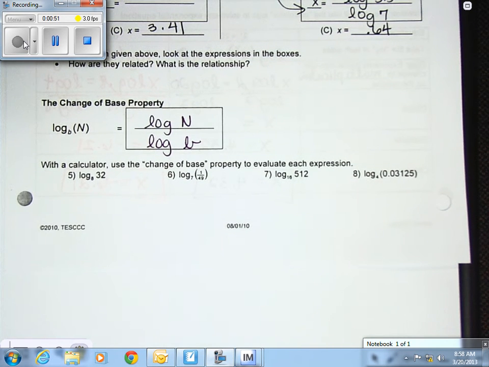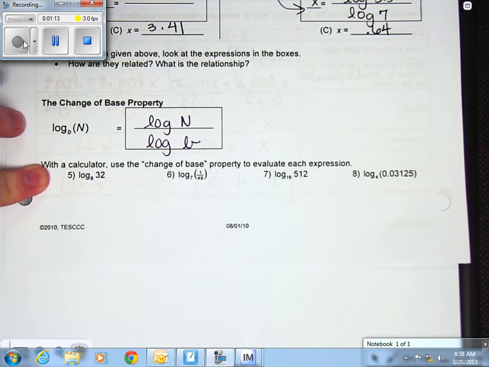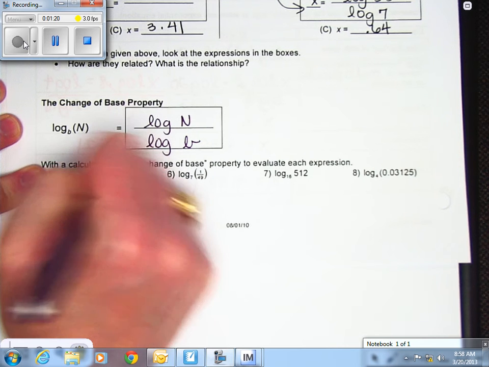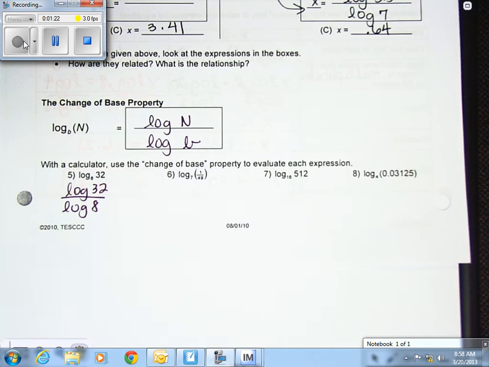It lets us take any base, no matter what it is, and convert it to a base 10 so that we can do it on our calculator. So if it asks us to use the base change property to evaluate each expression, if we have log base 8 of 32, the first thing we're going to do is rewrite it. So how would I rewrite log base 8 of 32 so that I could do it on my calculator? What would I do? Log of 32 divided by log of 8.